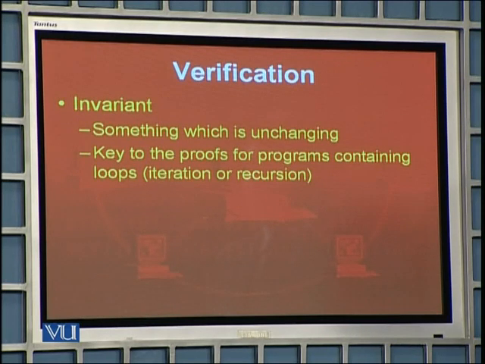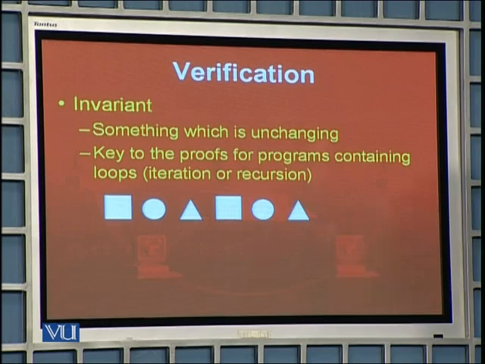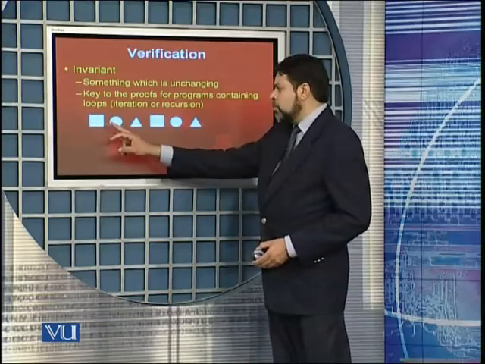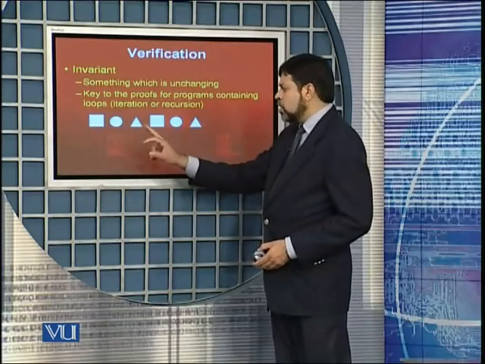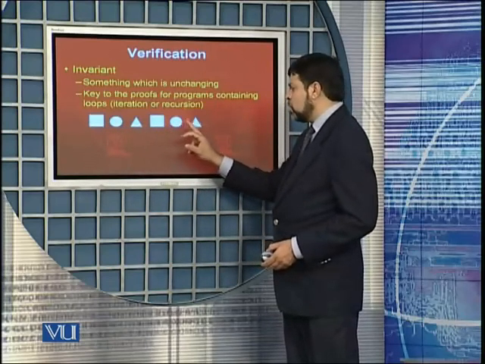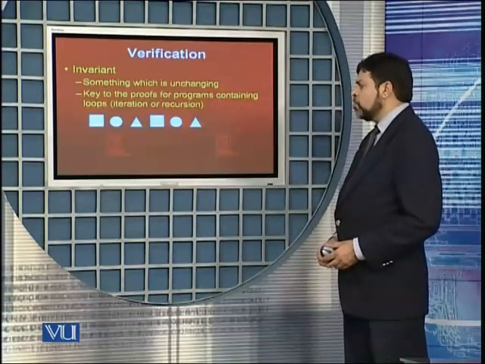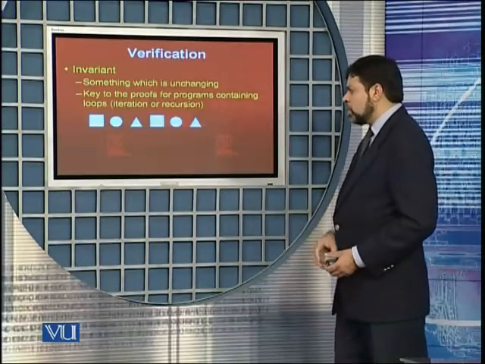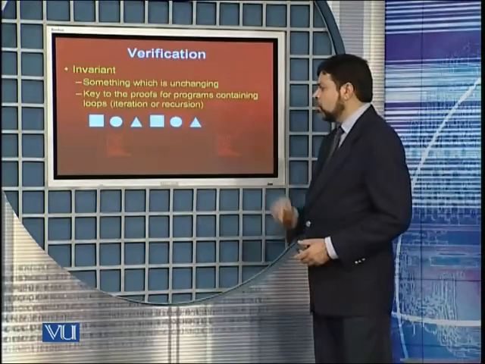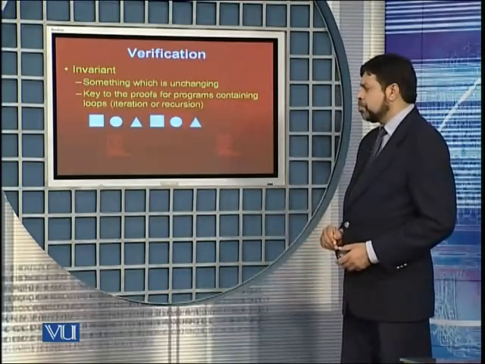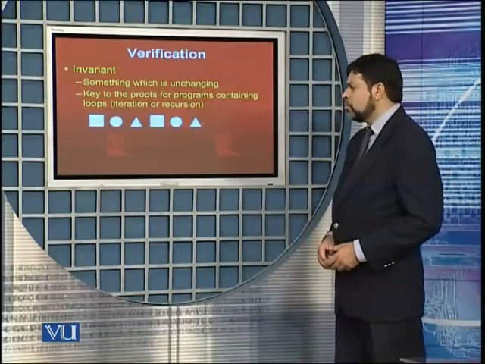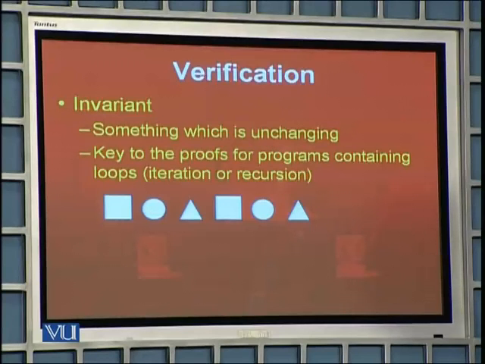Let us first look at what is meant by invariant. Here is a pattern. We have this square, circle, triangle, square, circle, triangle. Now the question is, what is the next shape in the sequence? So given this sequence, I want to find out the next shape here. If you look at it, the answer seems to be very, very simple. It is going to be a square there.